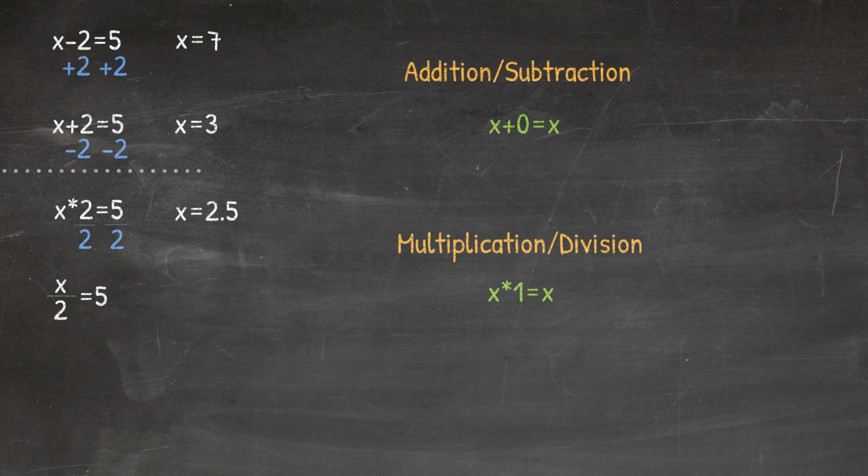And in the final situation, x divided by 2 equals 5. The opposite of division is multiplication. When we multiply by 2 both sides of the equation, we get x equals 10.